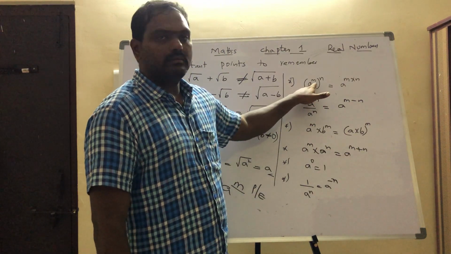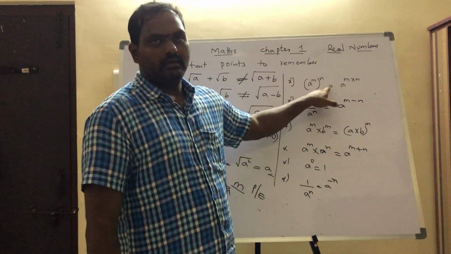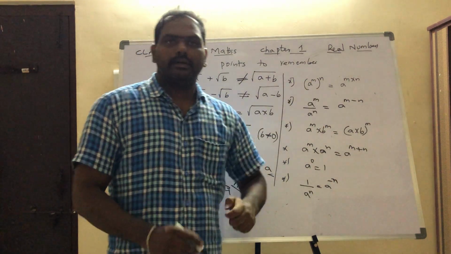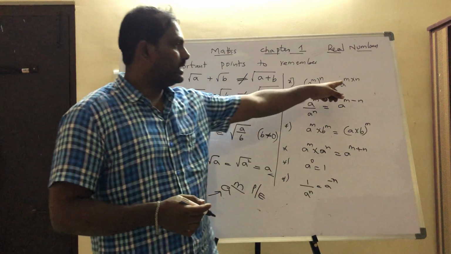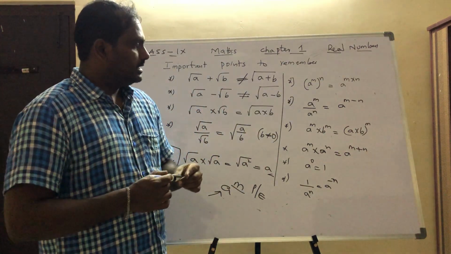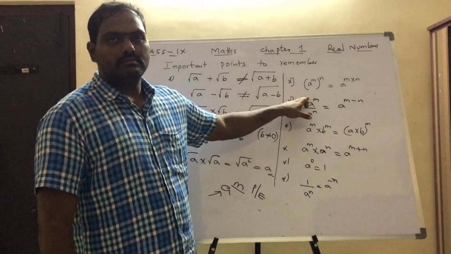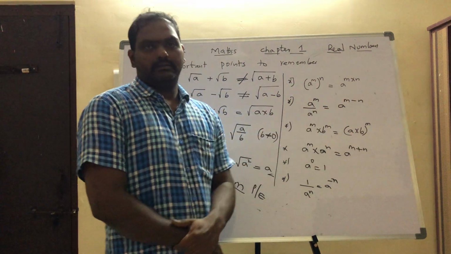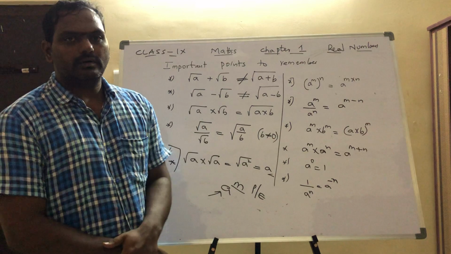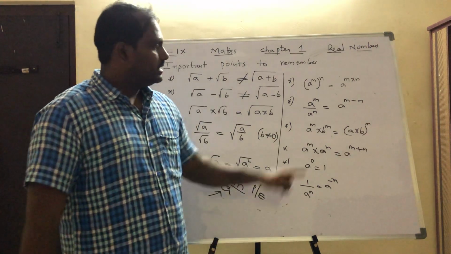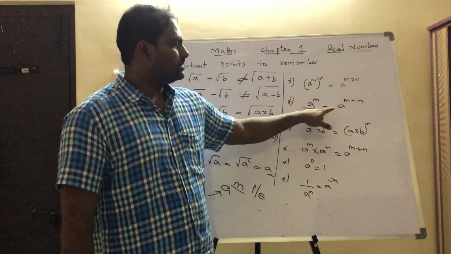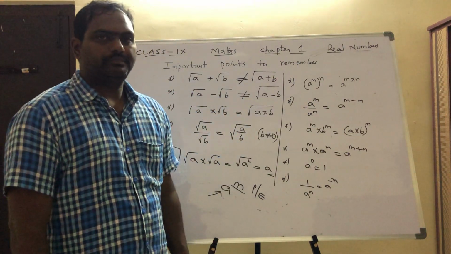A power m whole power n is equal to a power m into n. How to read? A power m into n. Next, a power m by a power n is equal to a power m minus n. How to read? Just listen to the pronunciation. A power m by a power n is equal to a power m minus n.